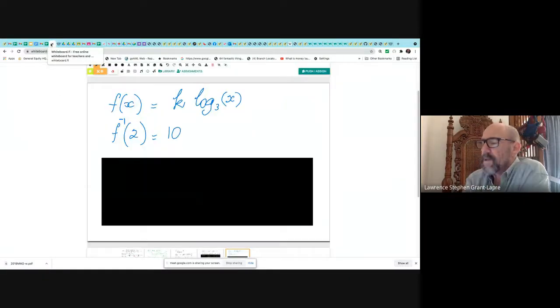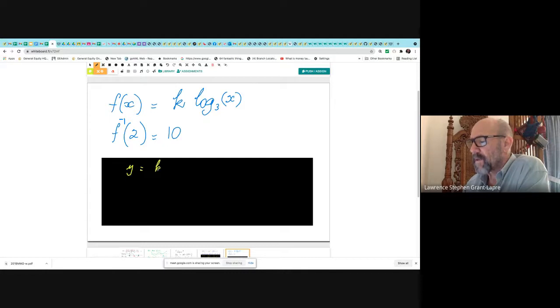Okay, so let's have a look at this equation. We're told that the function of x equals k log base 3 of x. So if I use a y instead of the function of x, and I want the inverse, I swap the x and y over, and I will get the inverse by getting y on its own.